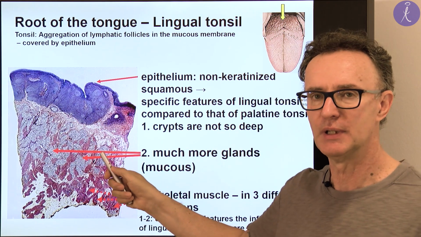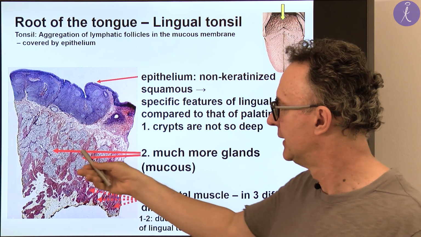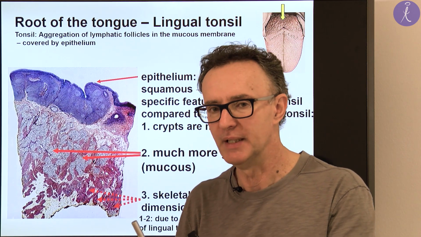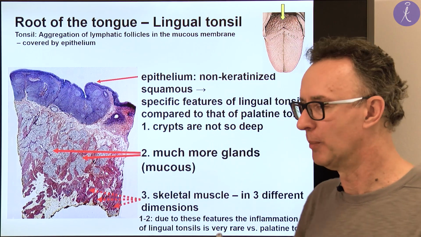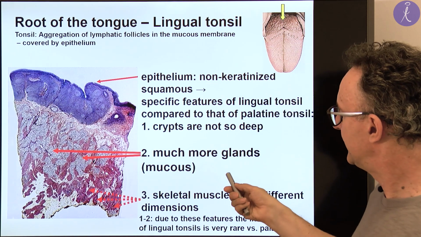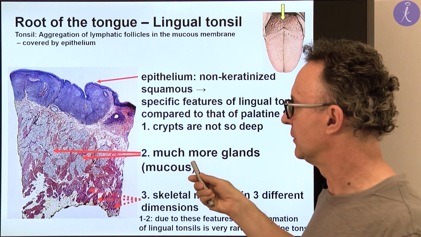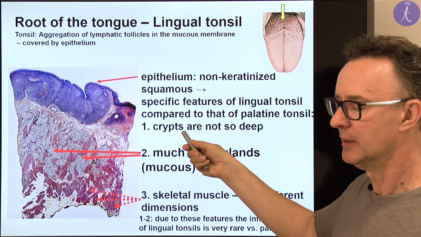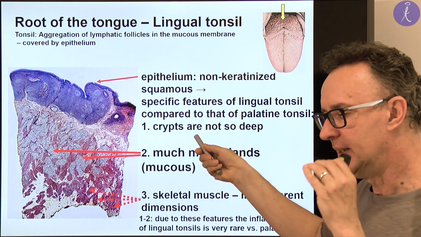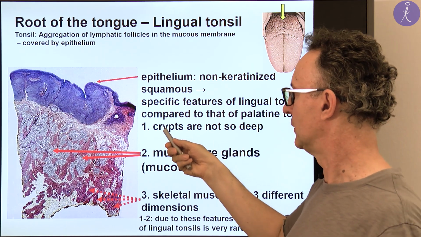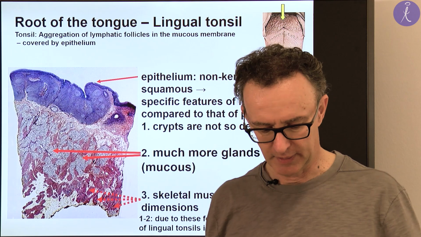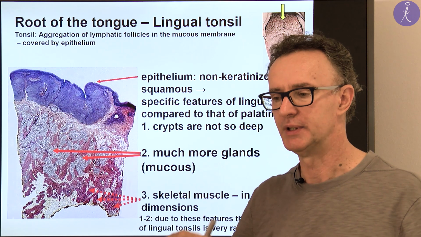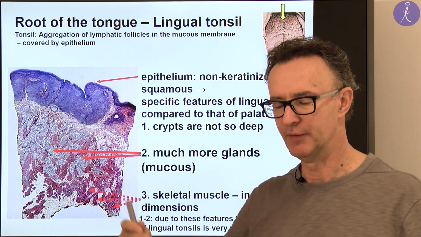In the lingual tonsil, we have much more mucous glands otherwise, and that's why this is the other reason why we don't have so many inflammations related to the lingual tonsil compared to the palatine. But in the palatine we may see also glands, but less. And the third difference, that in the lingual tonsil, we don't see deep invaginations called crypts. This is typical for the palatine tonsil, and this is the other reason why the inflammations mostly will develop in the palatine.